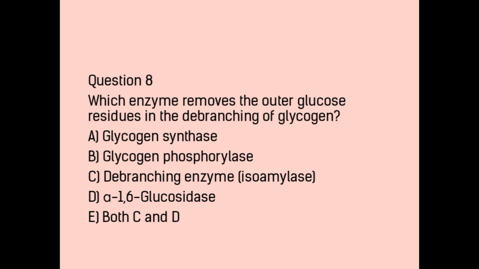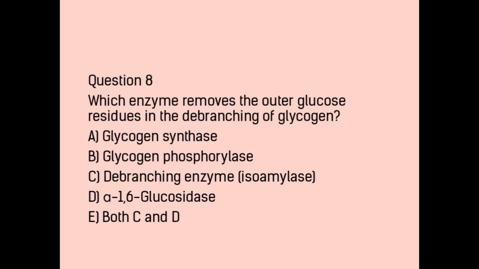Question 8. Which enzyme removes the outer glucose residues in the debranching of glycogen? A, glucose synthase. B, glycogen synthase. B, glycogen phosphorylase. C, the branching enzyme. D, alpha 1,6 glucosidase. E, both C and D.